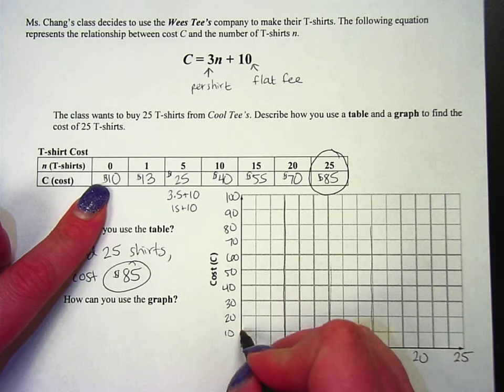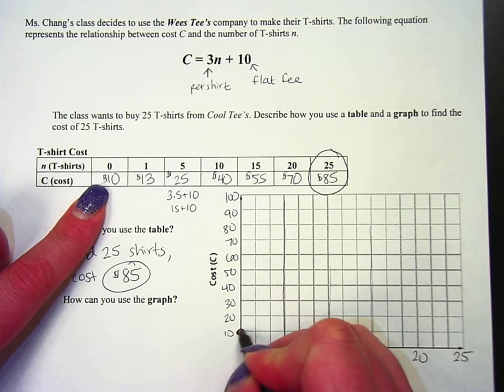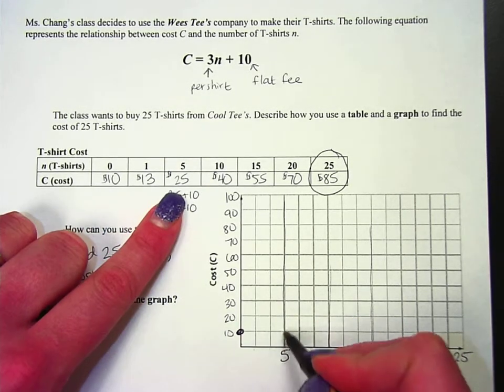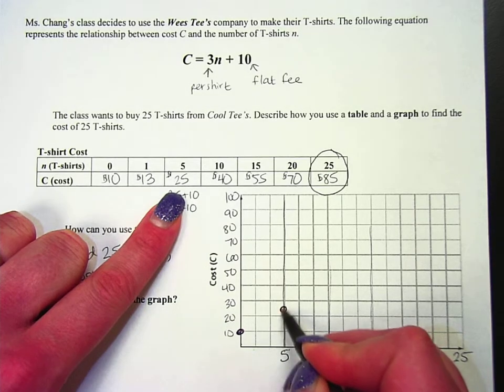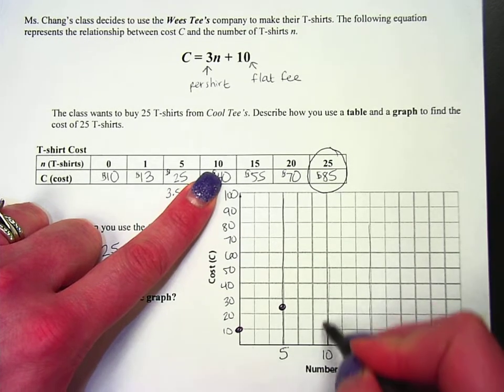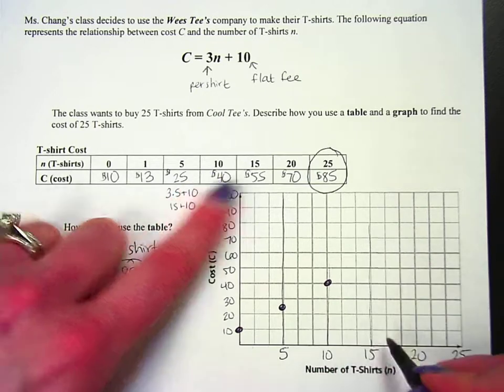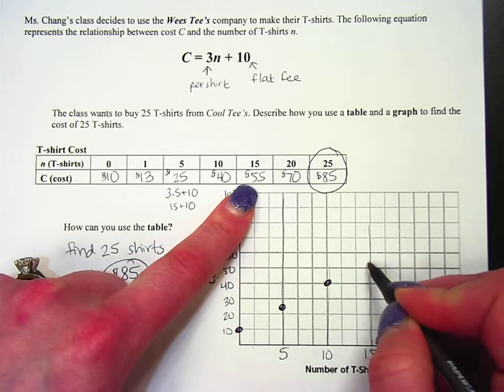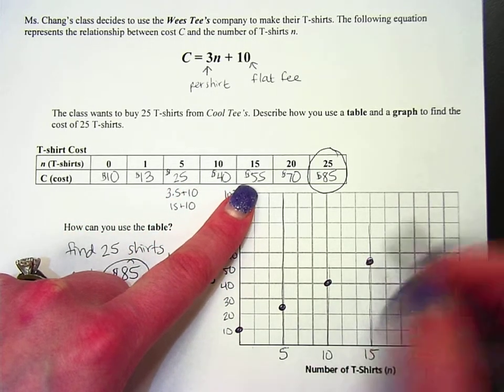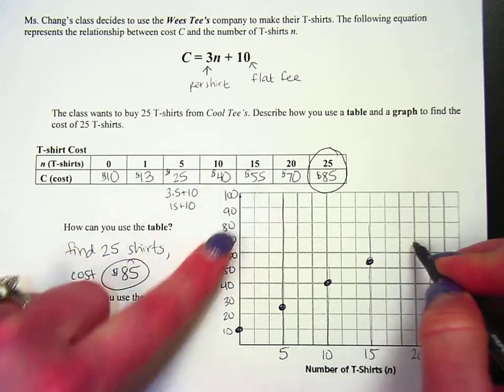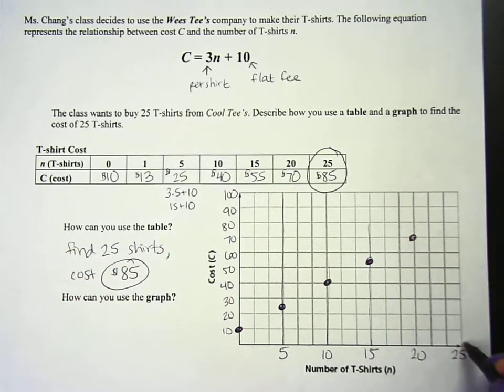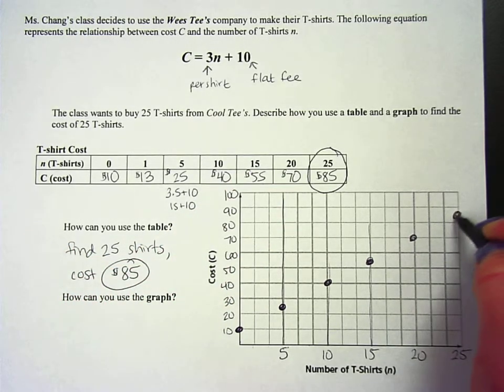At 0 shirts, I paid $10. At 5 shirts, it costs $25. For 10 shirts, it costs $40. For 15 shirts, I got $55. For 20 shirts, I paid $70. And for 25 shirts, I paid $85.